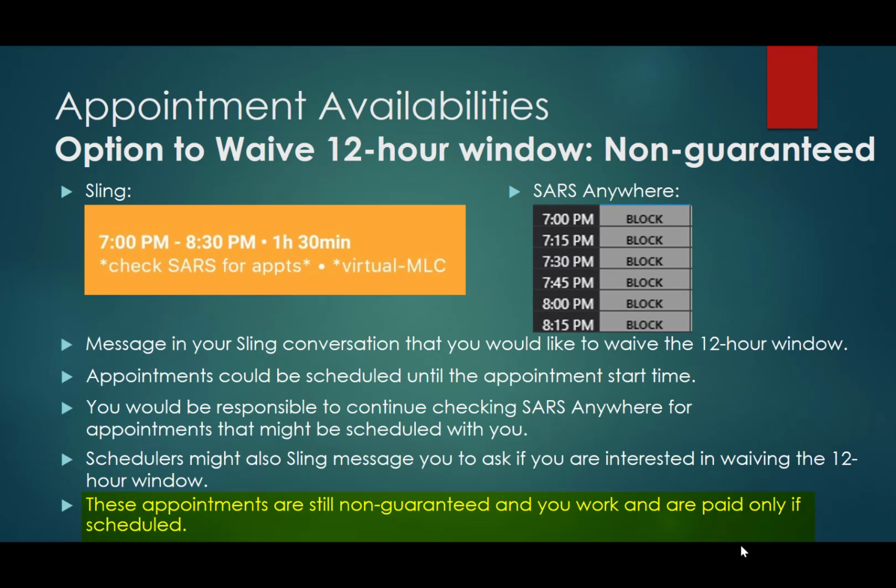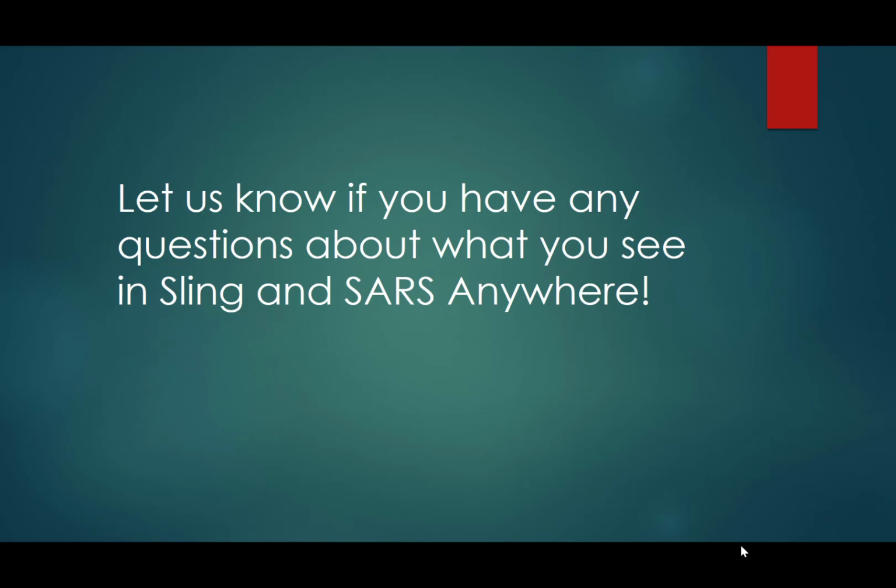Other than waiving the 12-hour window so that students might be able to get an appointment and you might be able to get some additional paid hours, these appointments work the same as the yellow all-asterisk appointment type. You will only work during the times you are scheduled, and your work and pay for no-shows and cancellations follows the same process as the yellow all-asterisk non-guaranteed appointments. Let us know if you have any questions.